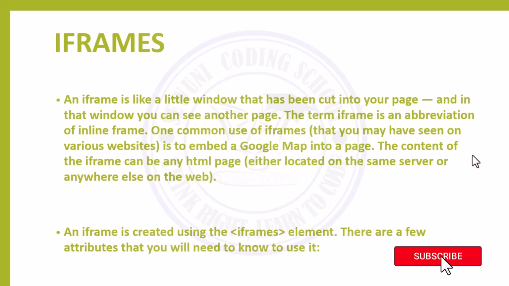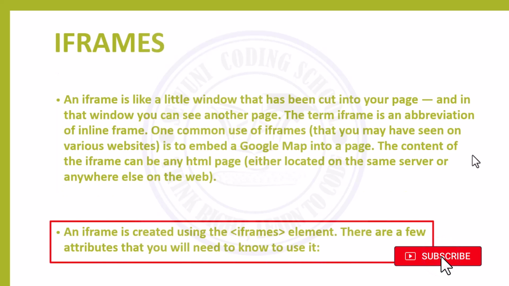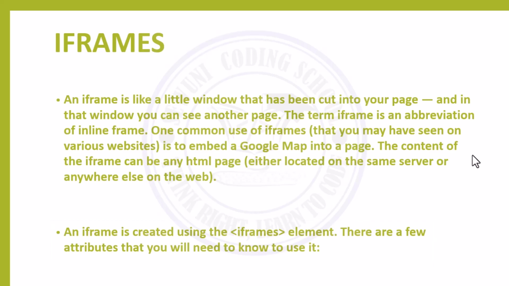An iframe is created by using the iframe element. However, there are some attributes that an iframe also contains. Let's go through the attributes. After the attributes, I'll give an example of how to embed Google Map and how to use iframes.